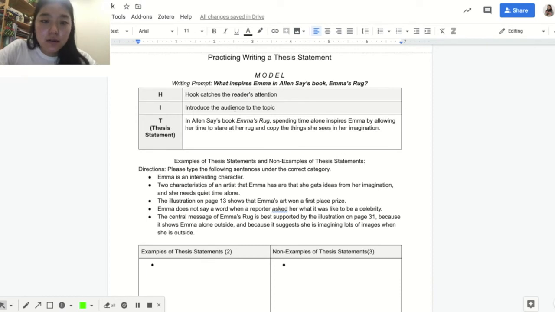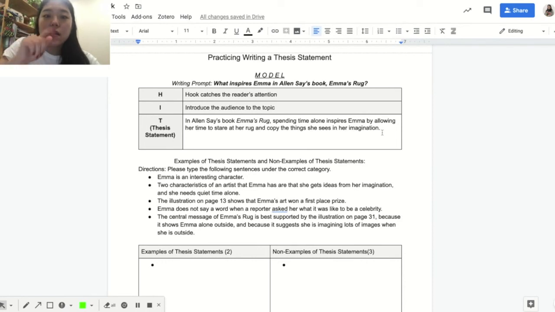So this top part, you'll recognize it from the HIT to TEEC. So here we have H is hook, I introduce, so hook captures the reader's attention, and I introduce the audience to the topic. And then this is an example of a thesis statement. So in Allen Say's book, Emma's Rug, spending time alone inspires Emma by allowing her time to stare at her rug and copy the things she sees in her imagination.